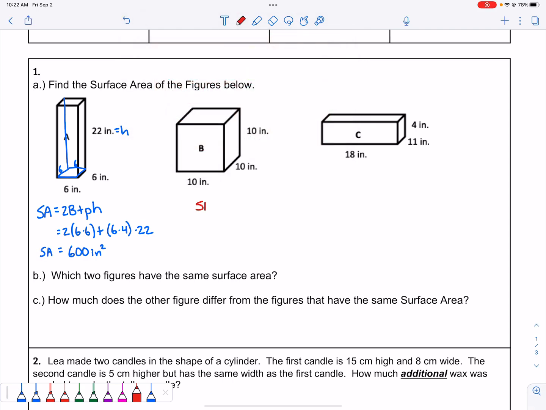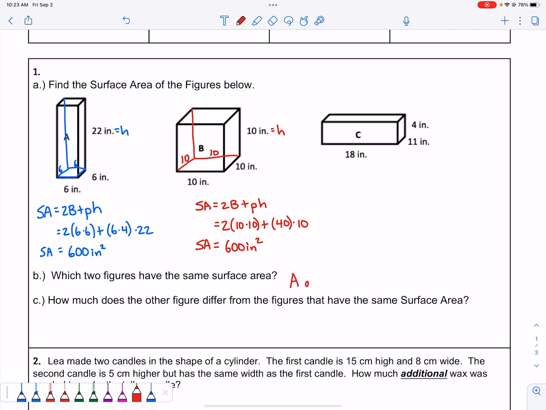For the next figure, we would follow the same formula because it's still a prism. So we need to find 2 times the area of the base again, plus the perimeter of the base times the height. So 2 times the area of the base, which in this case is 10 times 10, plus the perimeter of the base, which I can see would be 10 4 times, which would be 40, times the height, which is also 10. So then I type all that in the calculator, and I see that the surface area is 600 square inches. So I noticed that those two figures have the same surface area.